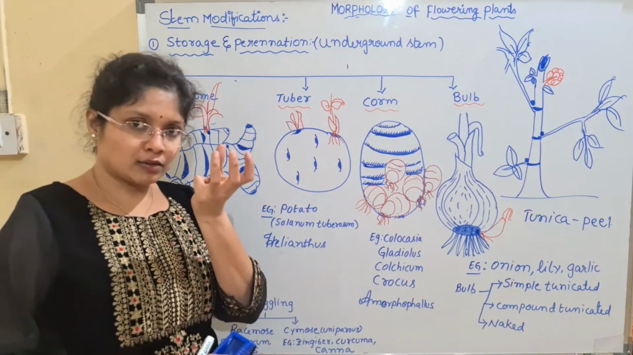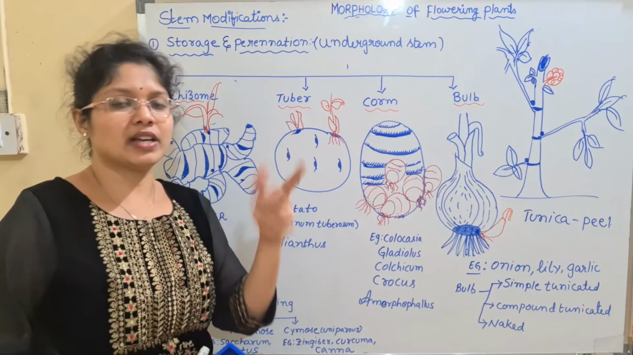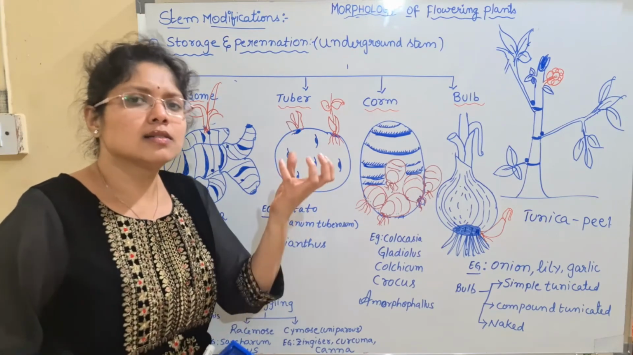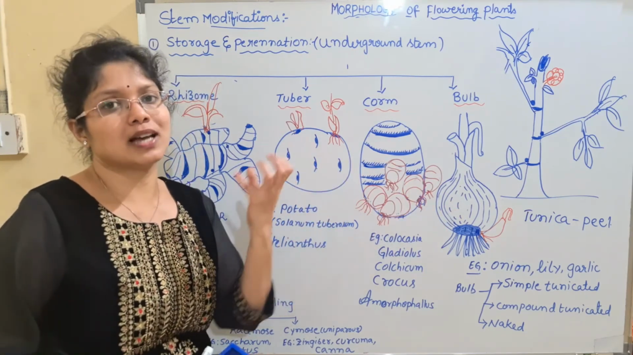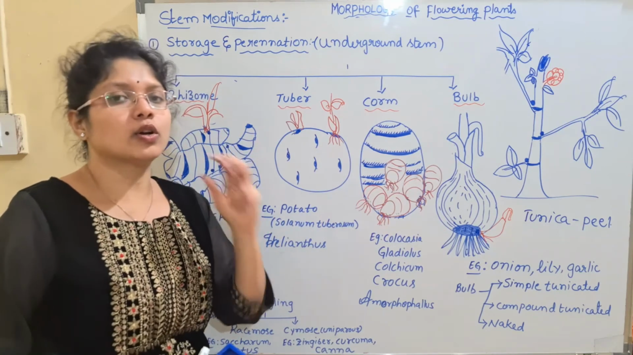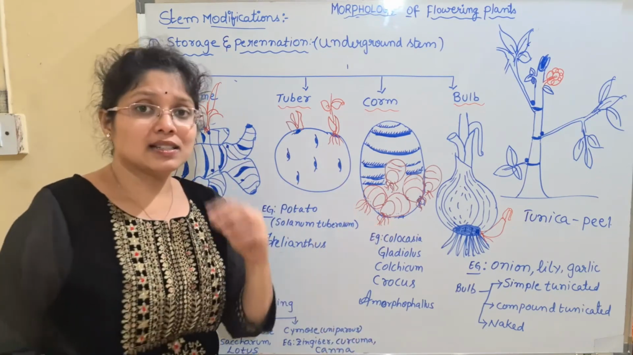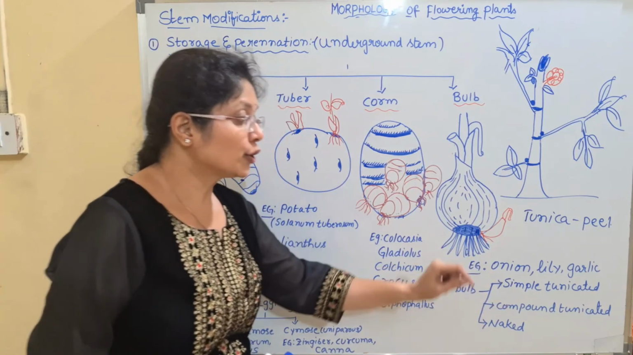Onion will have only one bulb, and around the bulb we have one sheath. That is called simple tunicated. Why? Because it has a sheath and it is only one. We call it simple tunicated. And the second condition is the compound tunicated bulb.